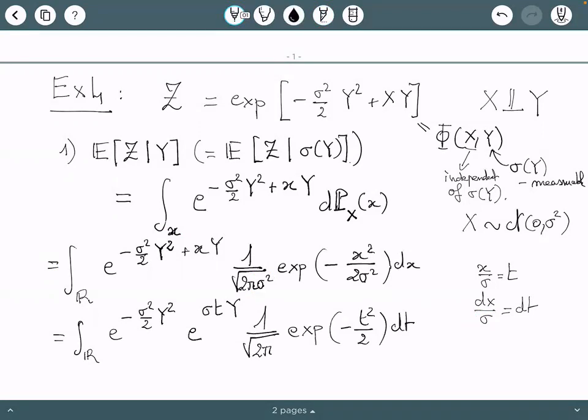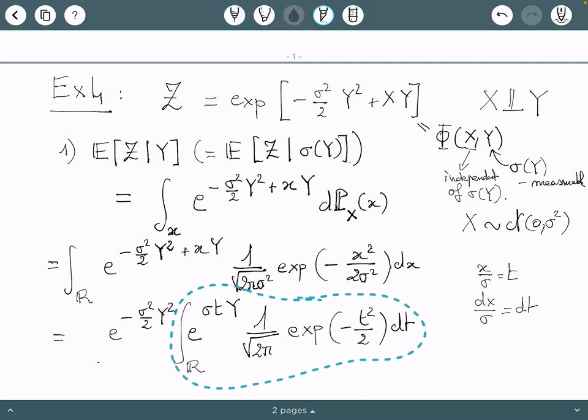And in fact, since this is independent of t, it is just a parameter. So I can put it outside of the integral and put the integral here. And now I have to compute this term, which is here.